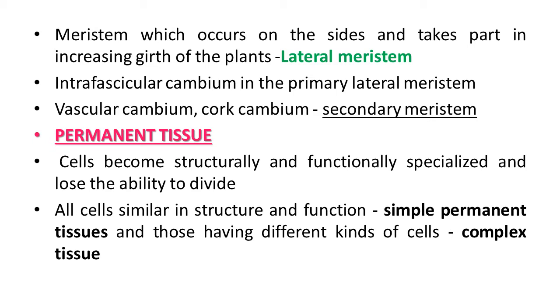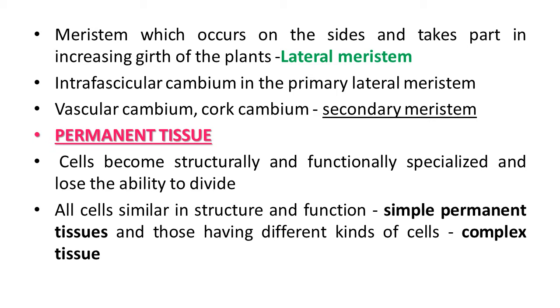Various types of secondary meristem are there: fascicular vascular cambium, interfascicular cambium and cork cambium. They are examples of this type of lateral meristem, and they are responsible for producing secondary tissue and secondary growth in the plant. So overall, meristematic tissue has the ability of continuous cell division, and that's why it is required for initial growth in plants.